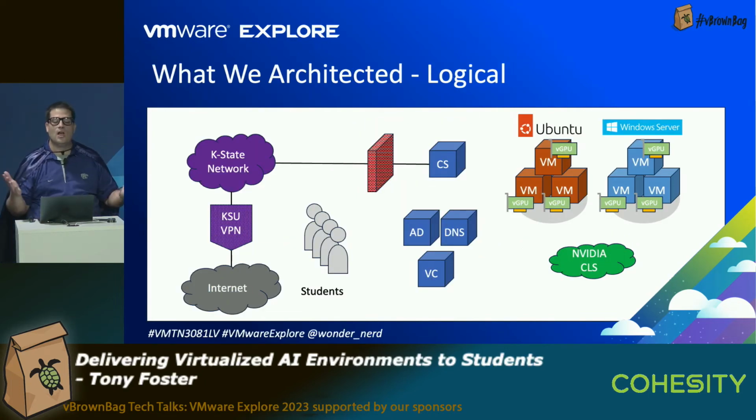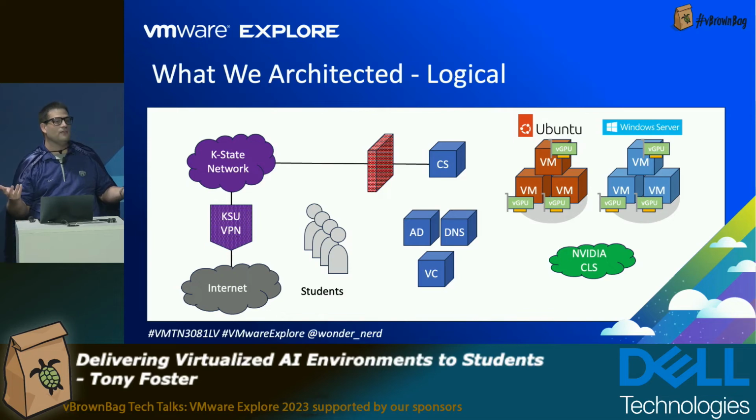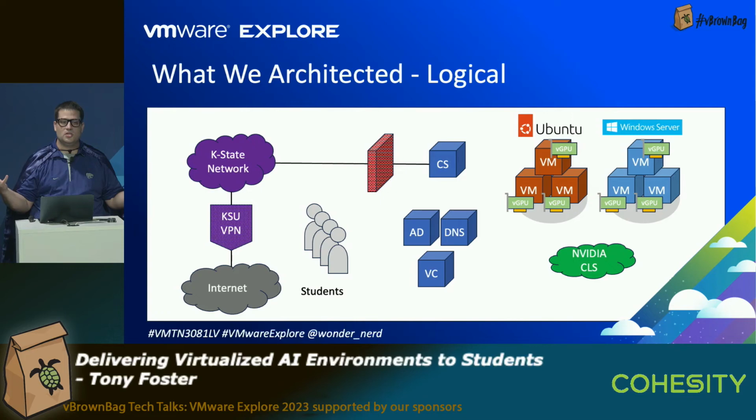So here is the logical view of what we architected. We obviously have our internet down there with the students. They come up through the K-State VPN, or if they're on campus, they can just log in from any system on campus. They go through our firewall and they'll hit a connection server. Then they'll get the choice of what virtual machines they want to use. We've got the Ubuntu ones and we've got the Windows servers.